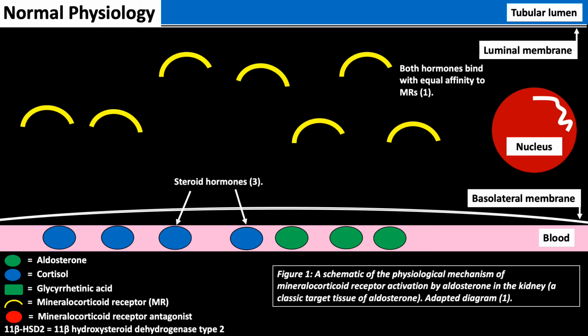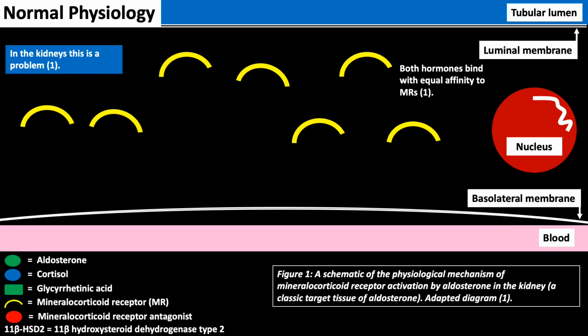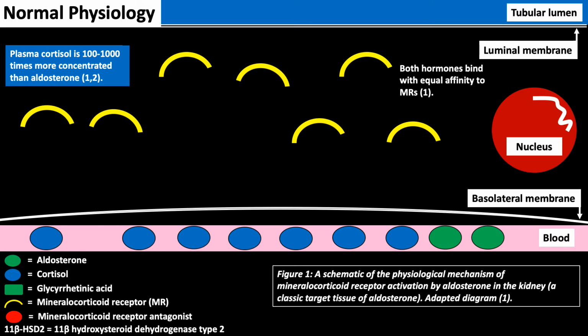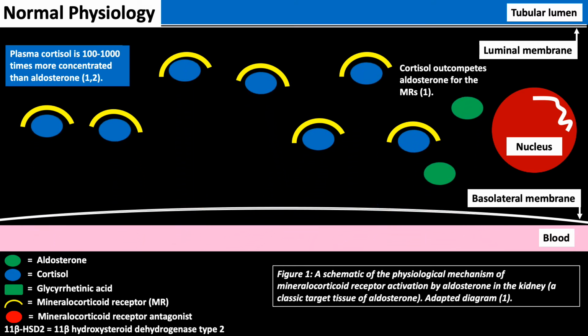Cortisol and aldosterone are steroid hormones produced by the adrenal gland that diffuse from the blood into target cells. They both bind with the same affinity to cytoplasmic mineralocorticoid receptors. However, in aldosterone-specific tissue, such as the kidney, this causes a problem. Cortisol levels are much higher than aldosterone, and unless they are stopped, they would outcompete aldosterone for the receptors.